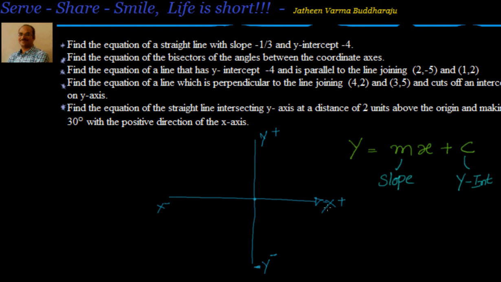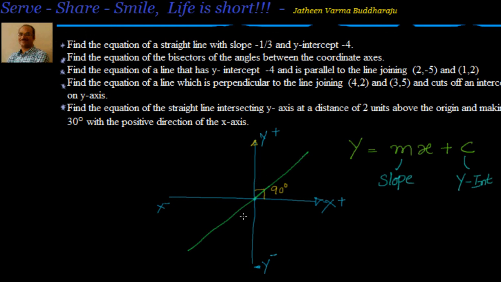Now let us take this coordinate axis. What is the angle between them? The angle between them is a right angle. We know that it's nothing but equal to 90 degrees. Now bisector of the angle between the coordinate axis means we are looking at the line which makes an angle of 45 degrees.